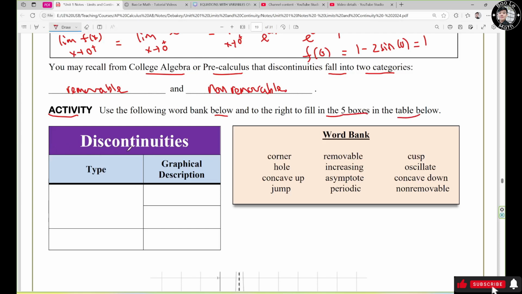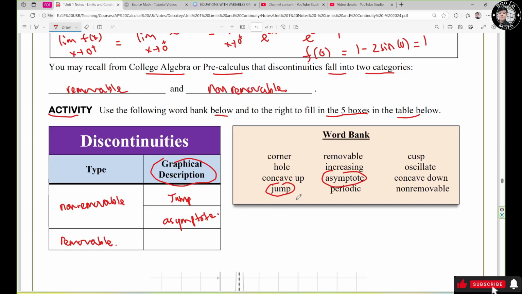Now, type of discontinuities. The first one is non-removable. And the second one is removable. Now, graphical description. For non-removable, we have a jump and an asymptote.